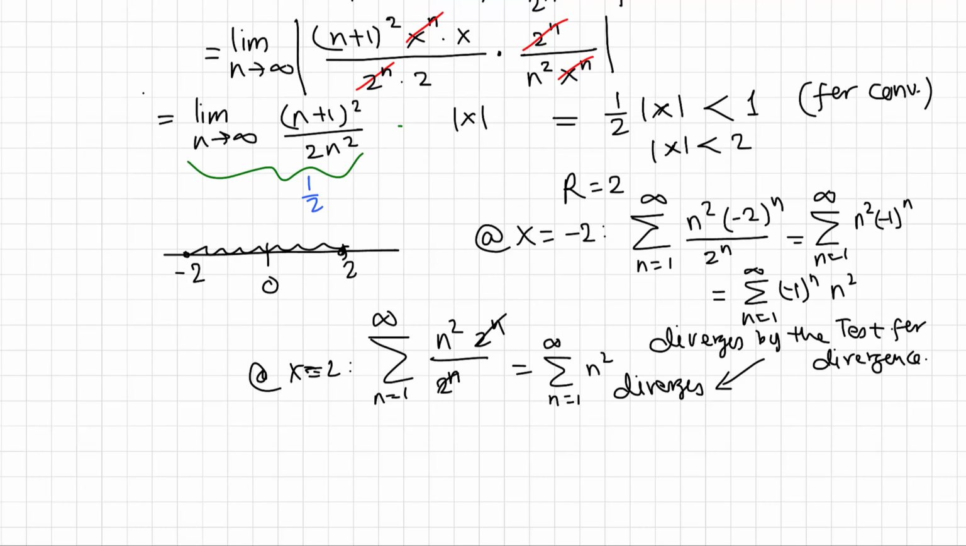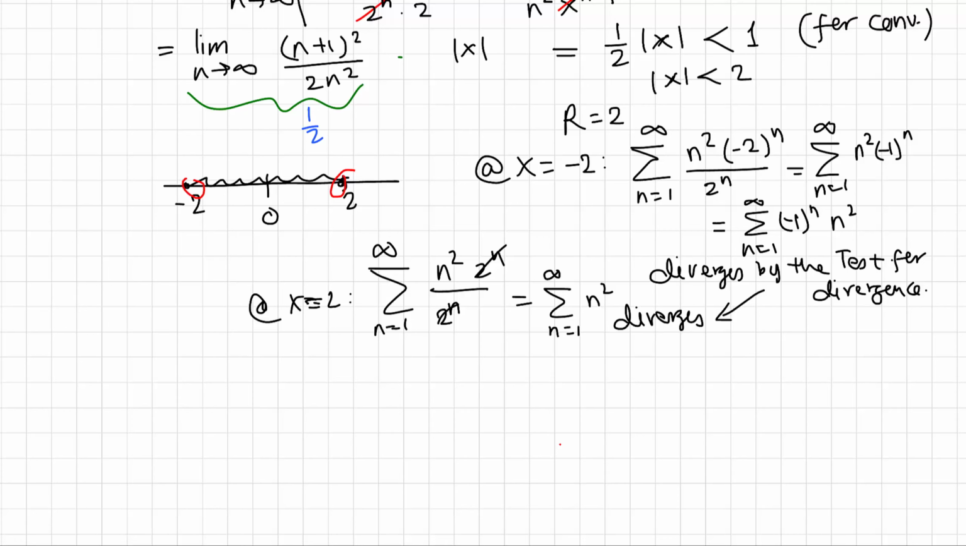That means the endpoints we were testing, -2 and 2, are not included. So the final answer: what is the radius of convergence? The radius of convergence is 2, and the interval of convergence is -2 to 2. Not inclusive means we use parentheses. If one of them is included, we have to use a bracket for that side. So this is the final answer.